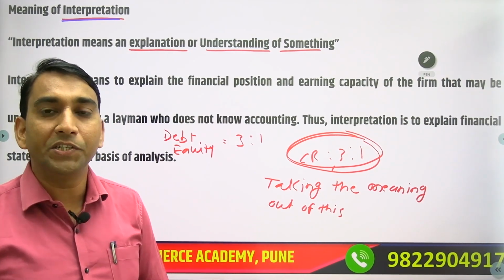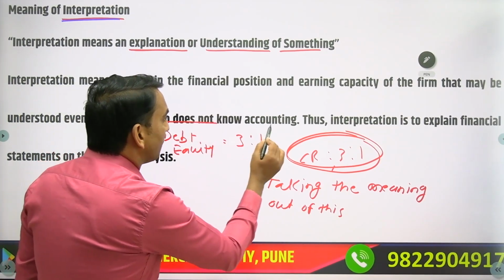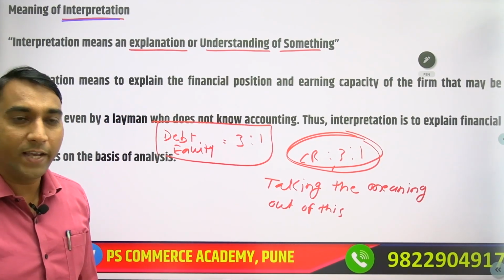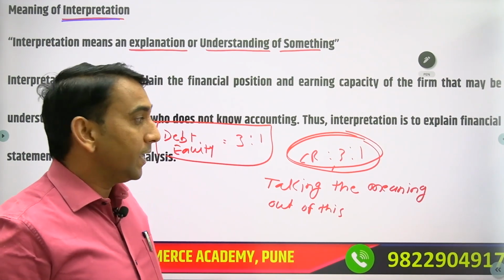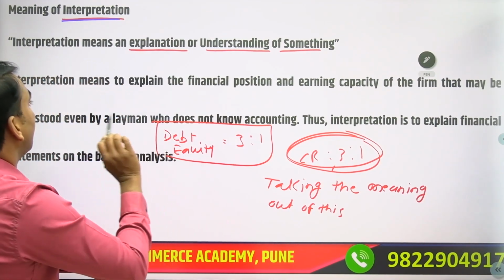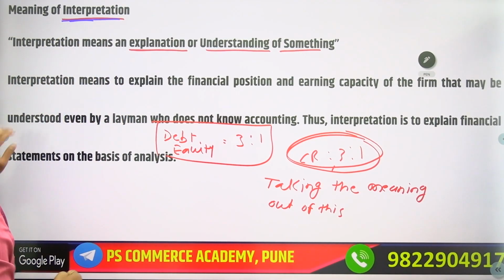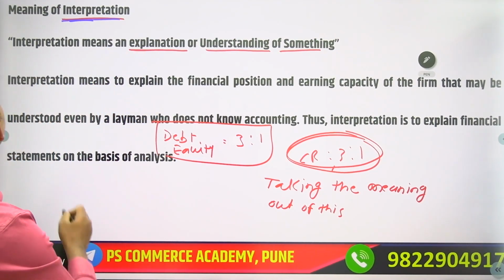We have established the relationship between two variables and we have calculated that ratio. But this is not enough. You have to explain what this 3 is, what this 1 is, whether it is good or bad. If it is bad, then what can be done? So that is part of the interpretation. So interpretation is nothing but the explanation or understanding of something.